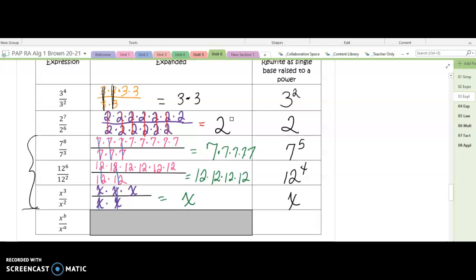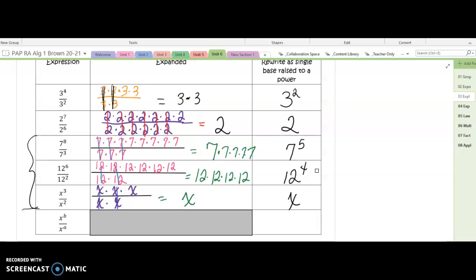Okay, and then 7 to the 8th power. So I have 8 of them on top, 3 on the bottom. So I'm left with 5 on the top. So 1, 2, 3, 4, 5. 7 times 7 times 7, 7 times itself 5 times. The next one, I'm left with 4 12s on the top. So 12 times itself 4 times. The next one, 3 x's on the top and 2 x's on the bottom. So I'm left with just an x on the top.